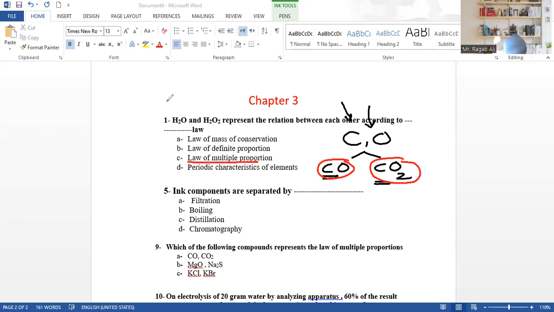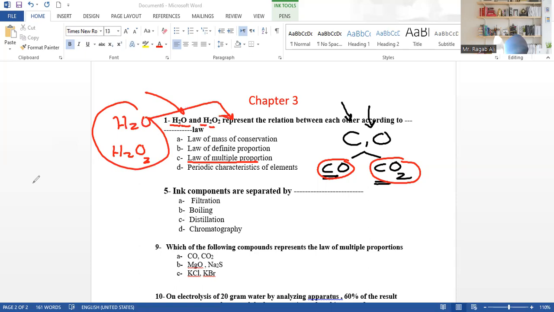How can you differentiate? How can you answer the question? Check the two elements. Here, hydrogen and oxygen, and here, hydrogen and oxygen. But this compound is H2O, and the second one is H2O2. So they are two different compounds, and they can represent this law, which is known as the law of multiple proportion.